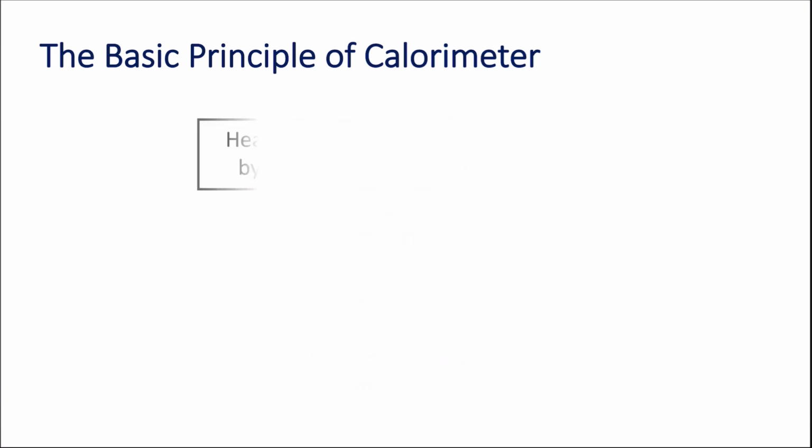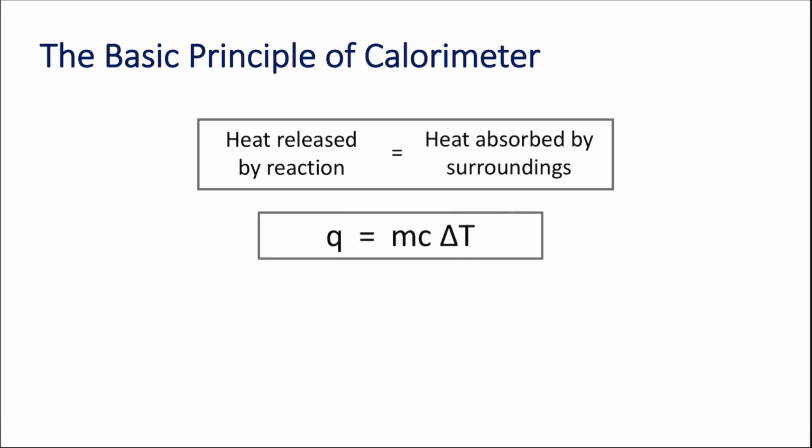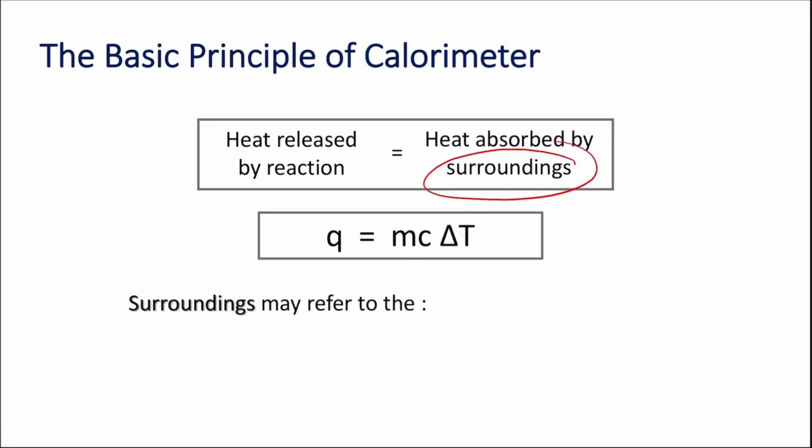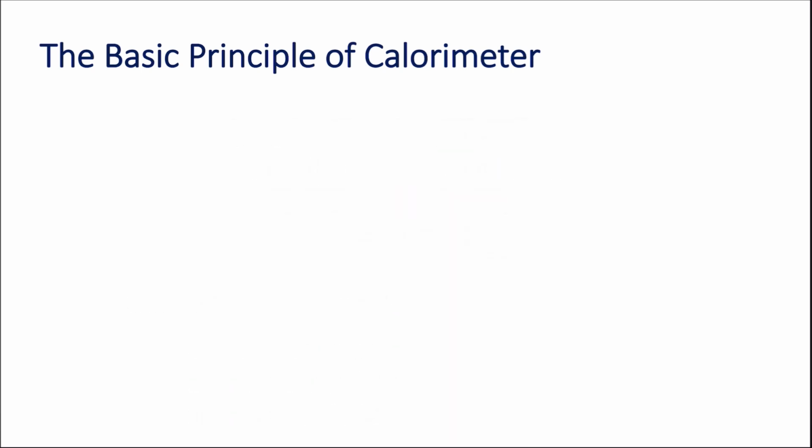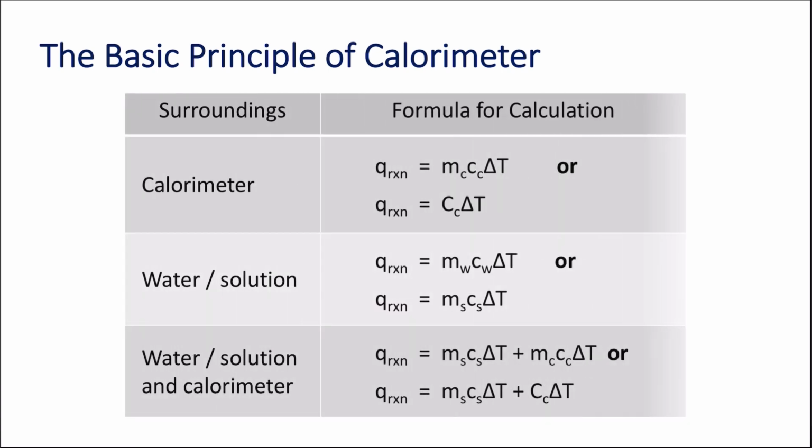Seterusnya, awak juga perlu faham berdasarkan basic principle ini, formula yang awak ada Q equals to mcΔT, surrounding dekat sini boleh refer kepada beberapa jenis. Yang pertama, calorimeter itself, yang kedua, water, dan yang ketiga adalah water and calorimeter. So, awak kena lihat jenis-jenis soalan yang minta sama ada dia minta based on what kind of surrounding. So kalaulah saya spesifikkan formula mcΔT untuk jenis-jenis surrounding saya akan dapat like this one.